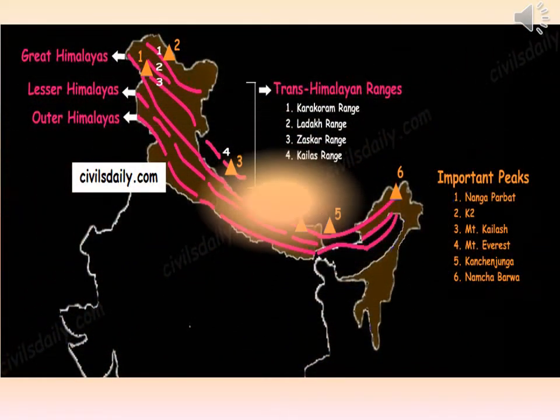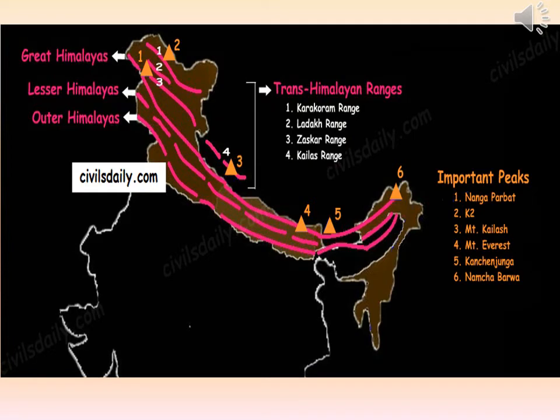Now students, we learn about the types of Himalayas, Trans-Himalayan ranges and important peaks. Students, on the left side of your screen, you can see these three arrows in white color. These are the types of Himalaya. First is Great Himalaya, second is Lesser Himalaya, and third is Outer Himalaya. In the center of your screen, you'll see Trans-Himalayan ranges. If you look near these arrows, you can see 1, 2, 3, and a little bit downstream, you'll see 4 in white color. So these are the Trans-Himalayan ranges. These are Karakoram range, Ladakh range, Zanskar range, and Kailash range.